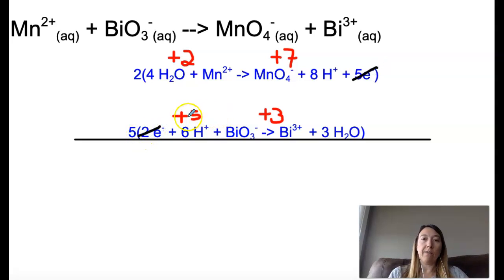Okay, in this case, I have to look at my hydrogens. I have hydrogens here and here. So this is where I have to make sure that I don't forget about those coefficients, right? I have 2 times 8. So really I have 16 of these. And here I have 5 times 6, which is 30.